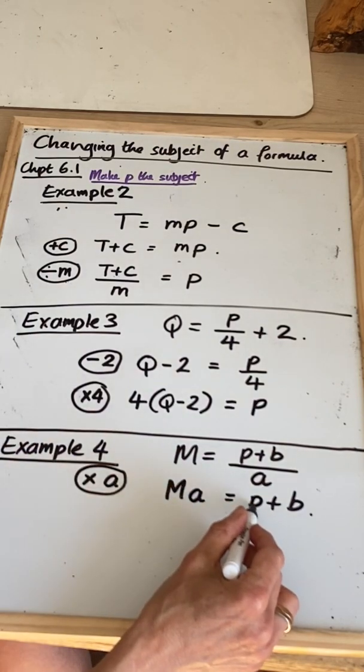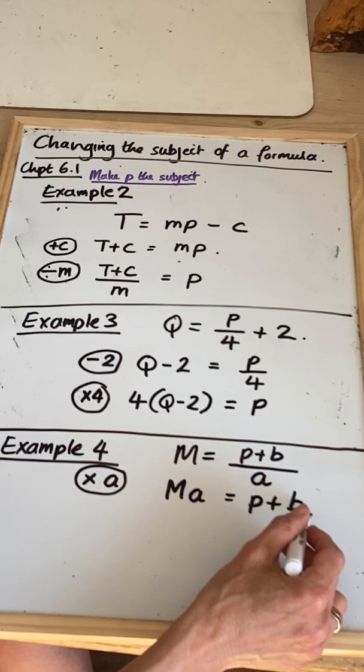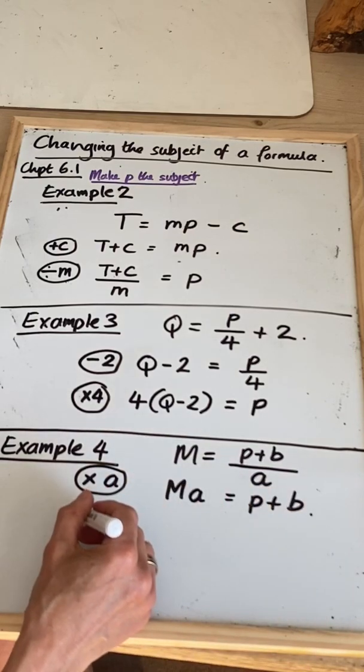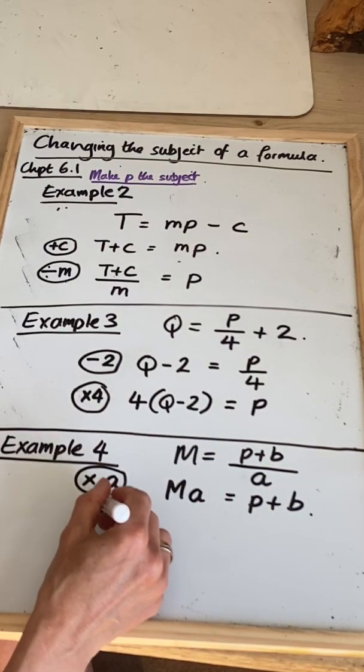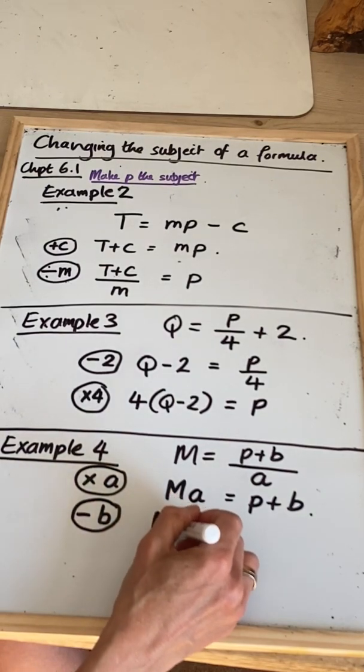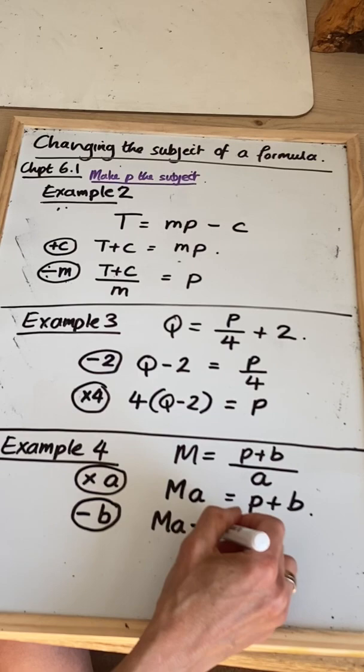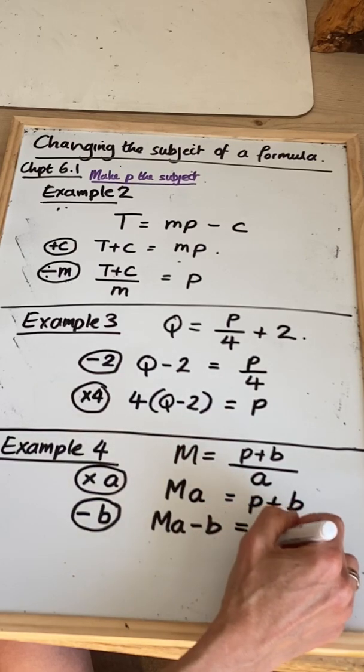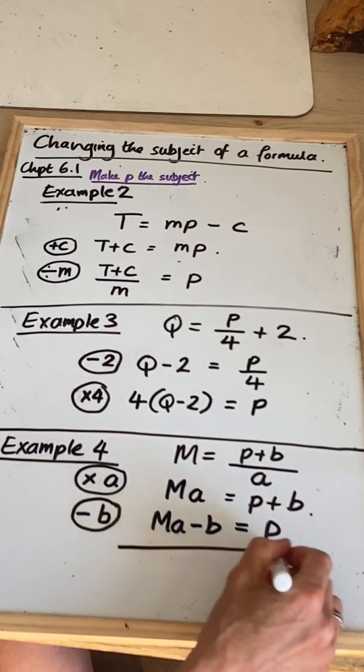Our P is sitting there. It's got a plus B on it. We need to reverse that out. So to reverse a plus B, we need to subtract the B. That's going to be an MA minus B on this side. Same thing to both sides. Equals P.